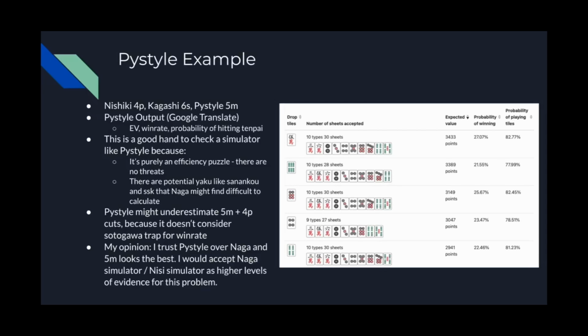And Naga, I think Naga's assumptions are not very good at this decision because of Sanonko and maybe SSK. And I think Pystyle is missing the Chitoi, which I think is a lower priority, but also not great. So I think Naga Simulator and Nisi Simulator would do a great job at this position. And if I saw one of their results, I would probably say that's the correct answer most likely.